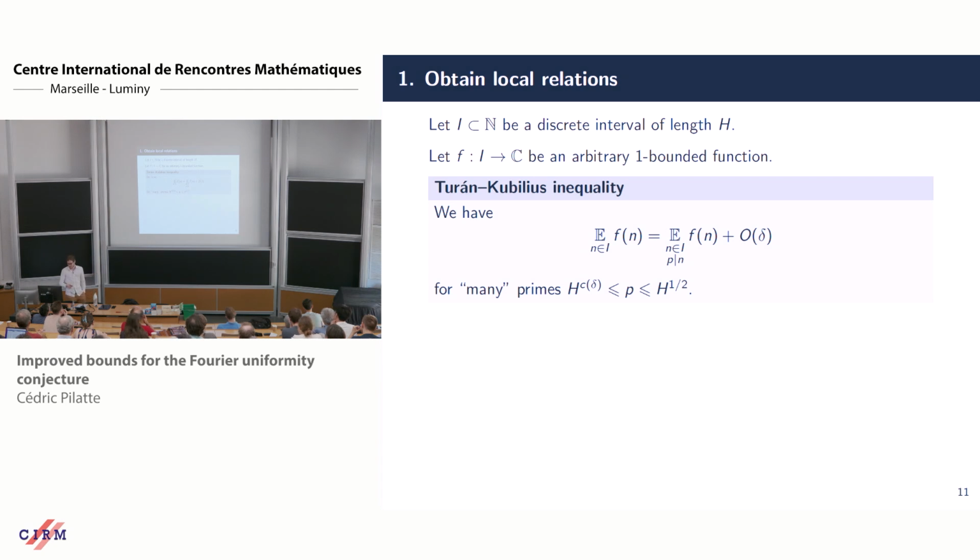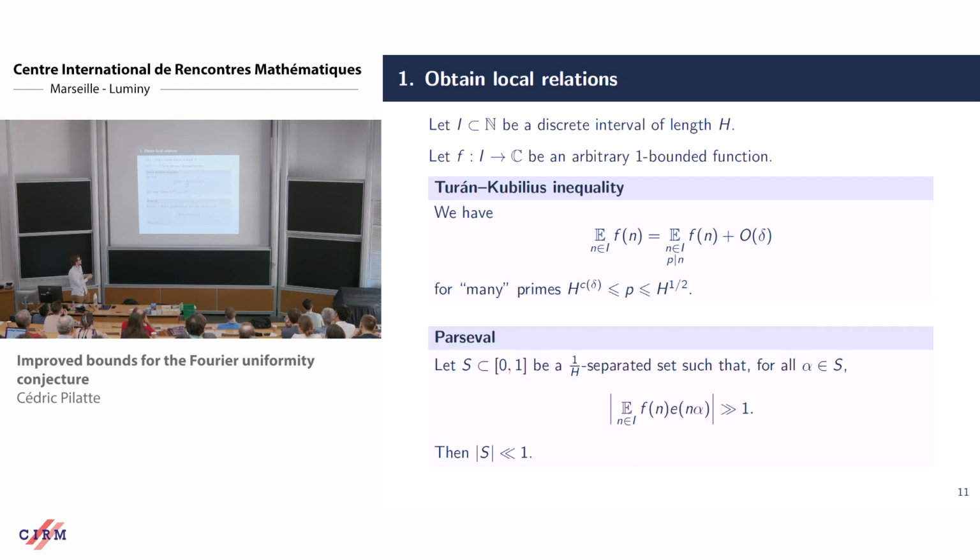And then we use another fact that just follows from Parseval. If you look at an average like this, a correlation of any 1-bounded function with a linear phase, and if this is as large as possible, up to a constant, then it turns out that there is essentially only a bounded number of possibilities for your alpha.